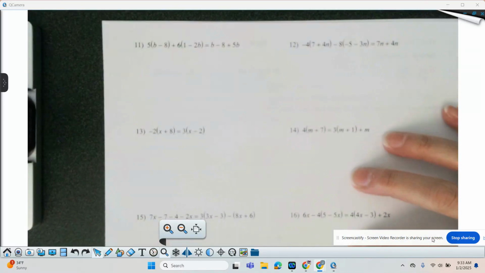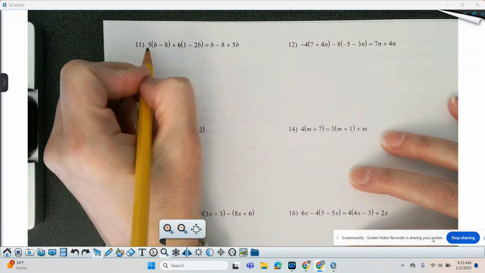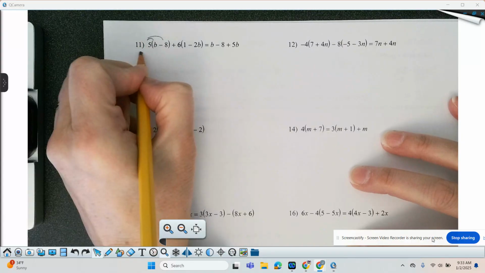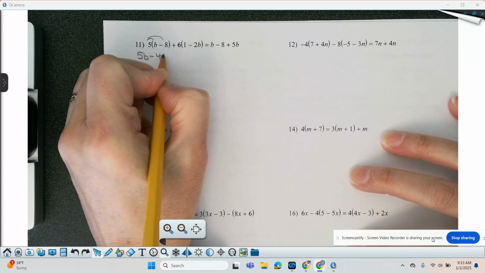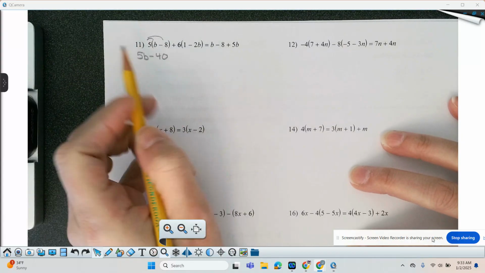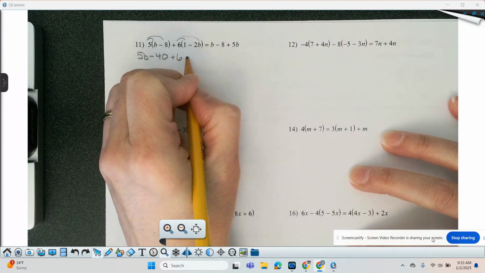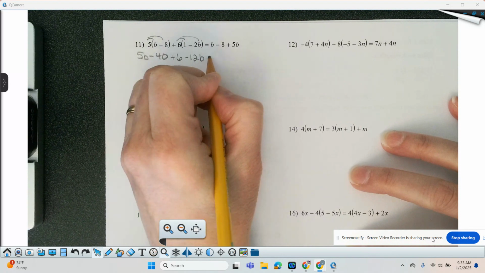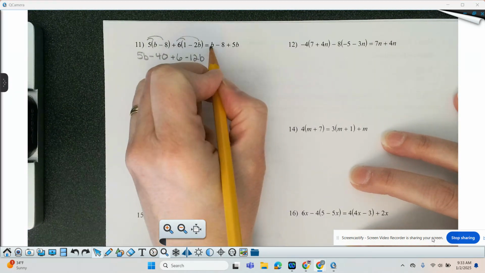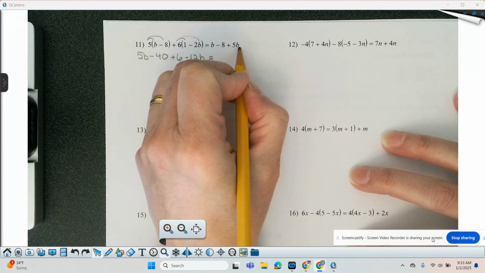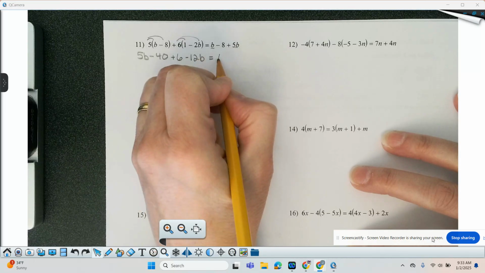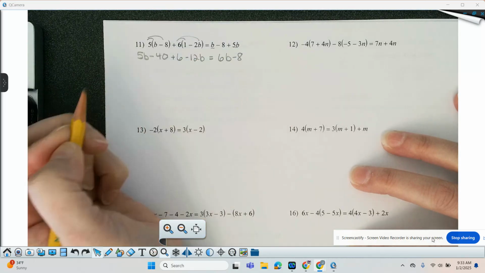Okay, so here's number 11. Let's bring that 5 inside. So 5b minus 40, because 5 times negative 8 is negative 40. Do the same thing with the 6. So it's a positive 6 minus 12b. And that's going to be equal to a b. With a b, we can combine these like terms and get 6b minus 8.